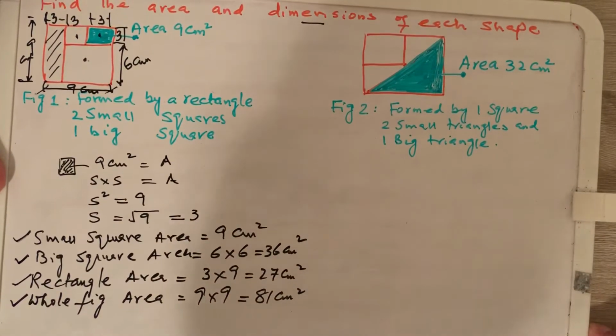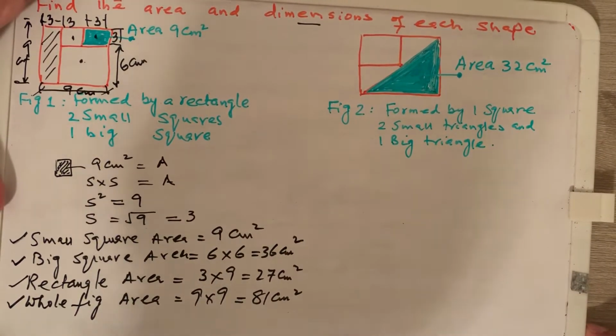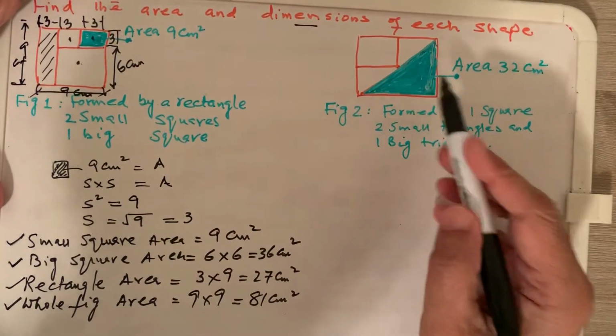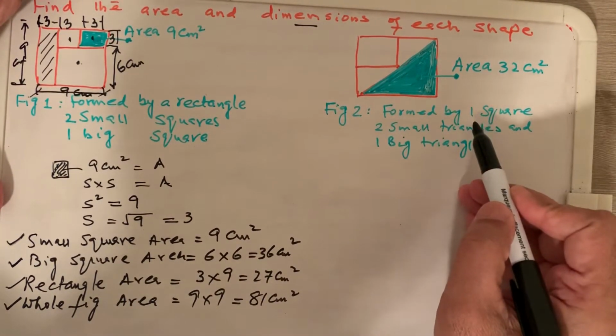Now we have the second shape. Here in this shape, we can see this is again a square, which is formed by one big square.